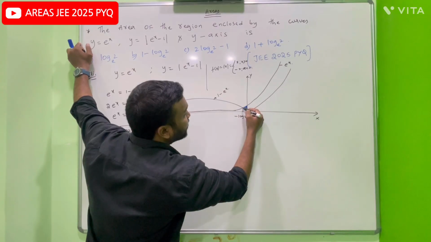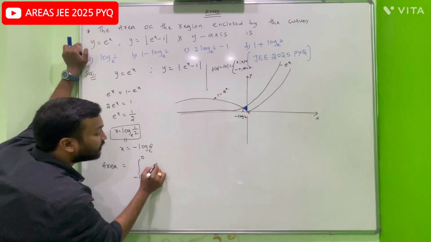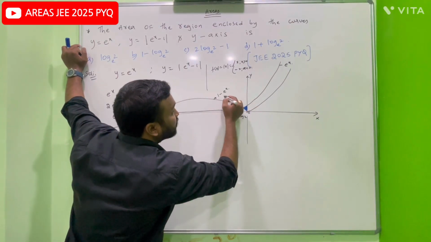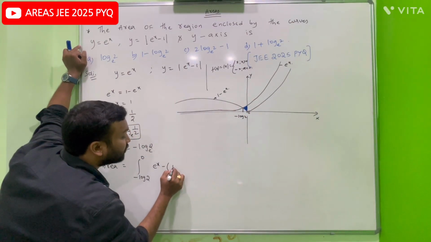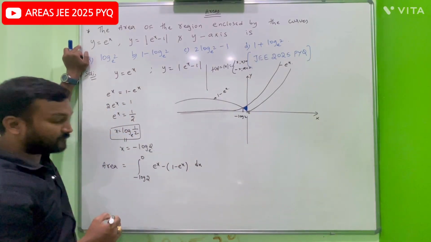What is the upper curve here? This is the upper curve: e power x is the upper curve, minus the lower curve. What is the lower curve here? This is the lower curve: 1 minus e power x, with respect to dx.